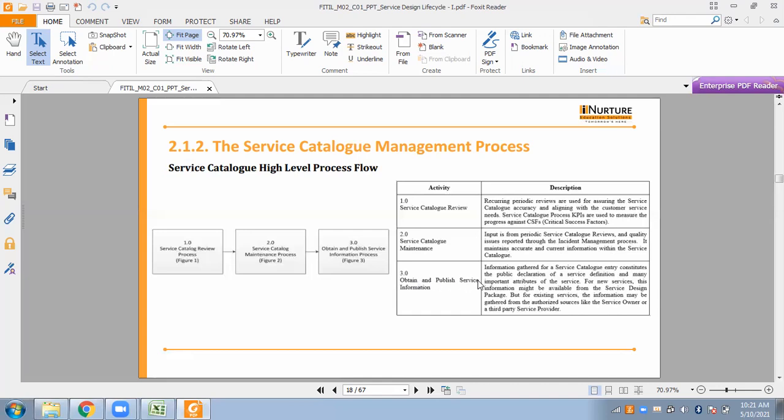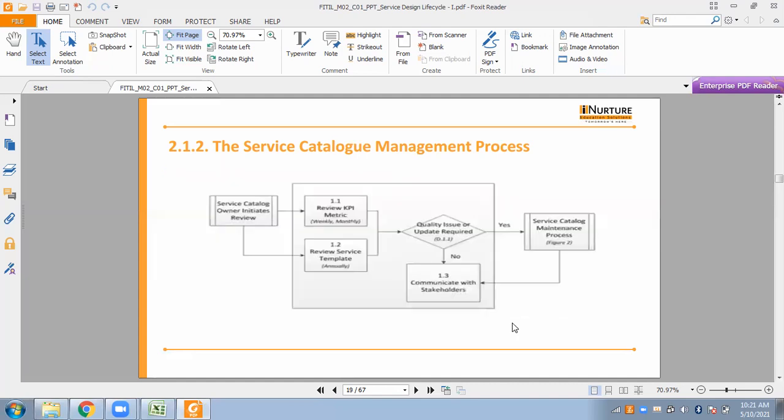Next, we have obtain and publish the service information. Information gathered for a service catalog entry constitutes the public declaration of a service definition and many important attributes of the service. For new services, this information might be available from the service design package. But for existing services, the information may be gathered from authorized sources like the service owner or the third party service provider.